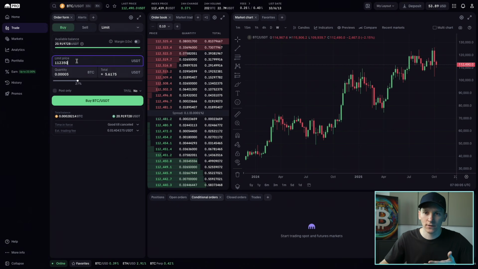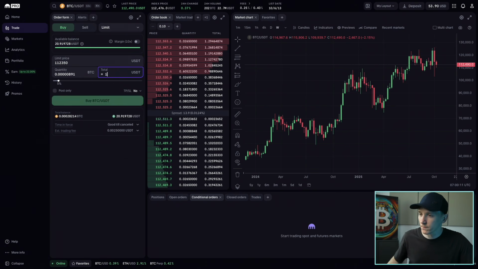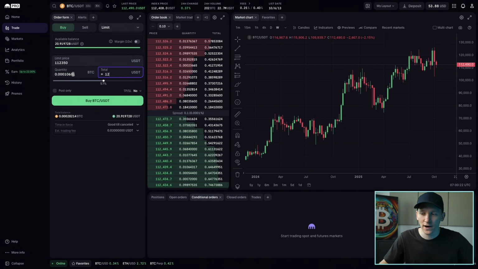Now, what I'm telling the system here is an instruction that I'm willing to buy Bitcoin, and I'm going to choose the amount of Bitcoin that I'm willing to buy. But I'm telling the system the maximum price, the limit price that I'm willing to pay, is 112,350 per 1 BTC, but we're buying a fraction of it. I'm going to press buy BTC here. I'm going to press confirm.